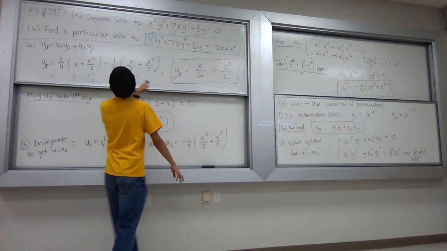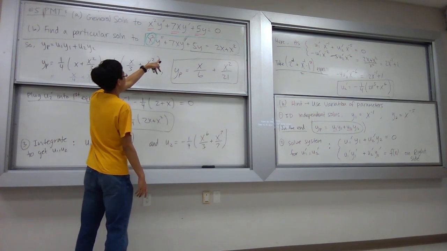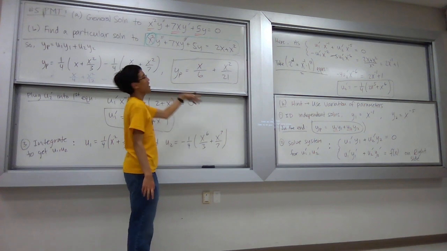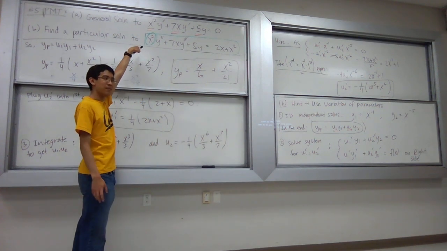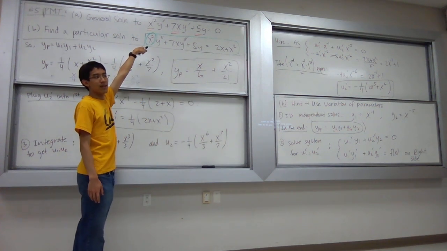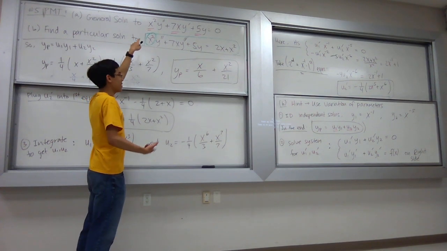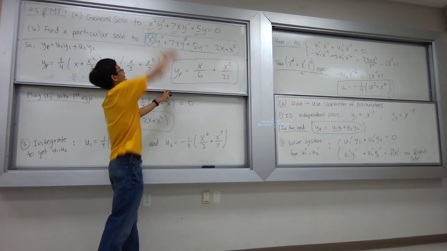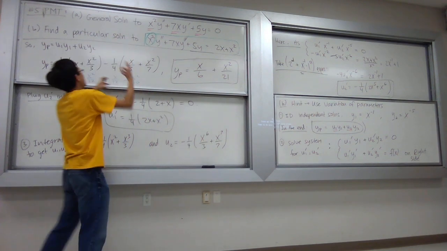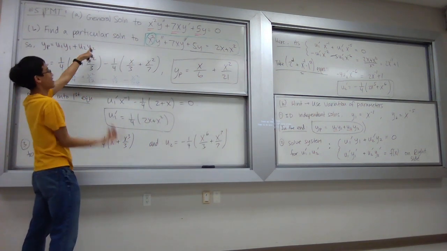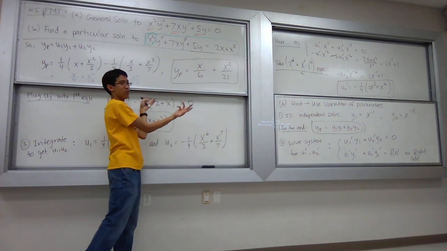So if you just need a particular solution, you're okay. If it said find a general solution, what do we have to do? You have to add yp to the homogeneous one, the one that you got in part A. Since it says particular here, you can just use yp.